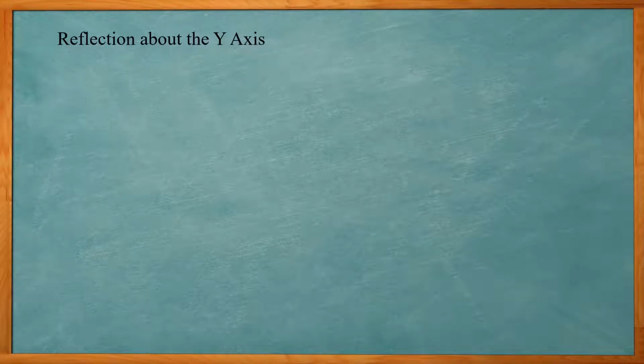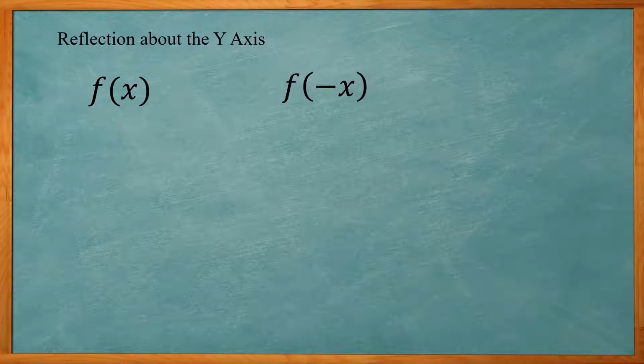We can also reflect about the y-axis. So if it was on the left side, you can move to the right side. If it's on the right side of the y-axis, you can move to the left side. So we have our function f of x. So we change the sign on the x, so now it's f of negative x. That's going to move our x values to the other side of the y-axis.